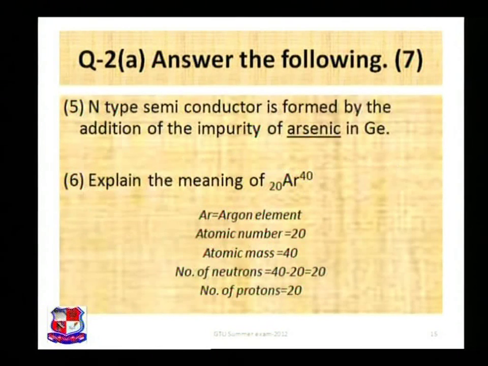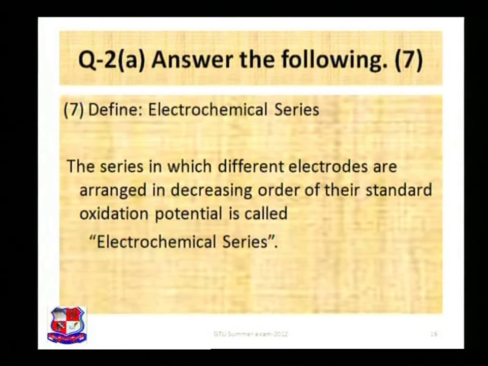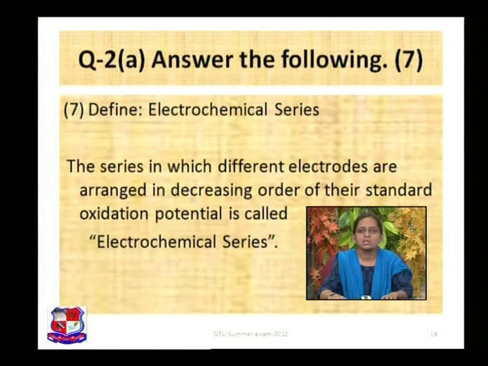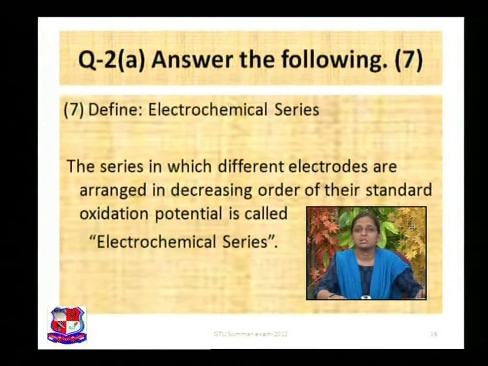You can see here very clearly they have asked for a definition, the seventh objective, the last objective costing one mark: the series in which different electrodes are arranged in decreasing order of their standard oxidation potential is called the electrochemical series. Okay, so this definition one has to attempt when we go for electrochemical series.